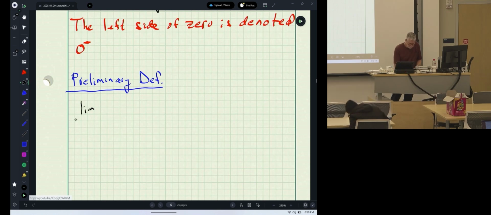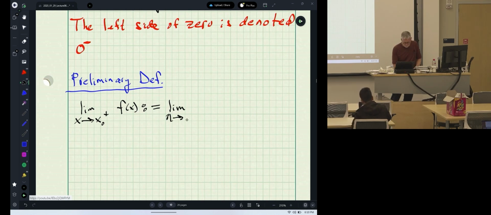The limit as x approaches a point x0 from the right of f of x is by definition equal to the limit as eta goes to infinity of f of x0 plus 1 over eta.